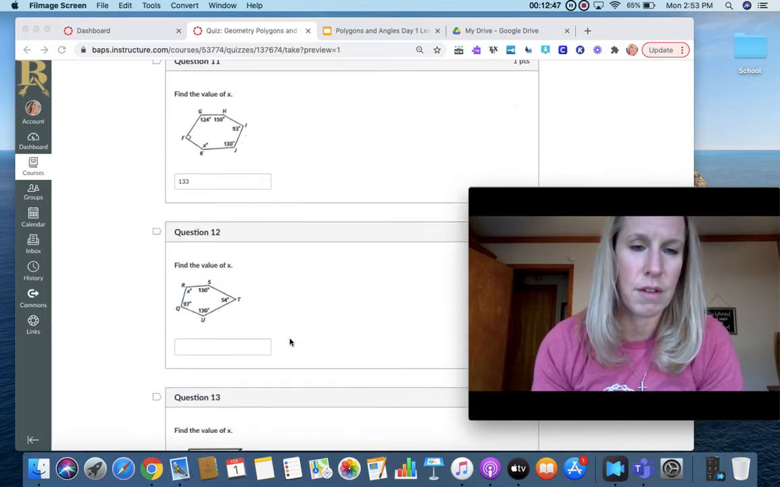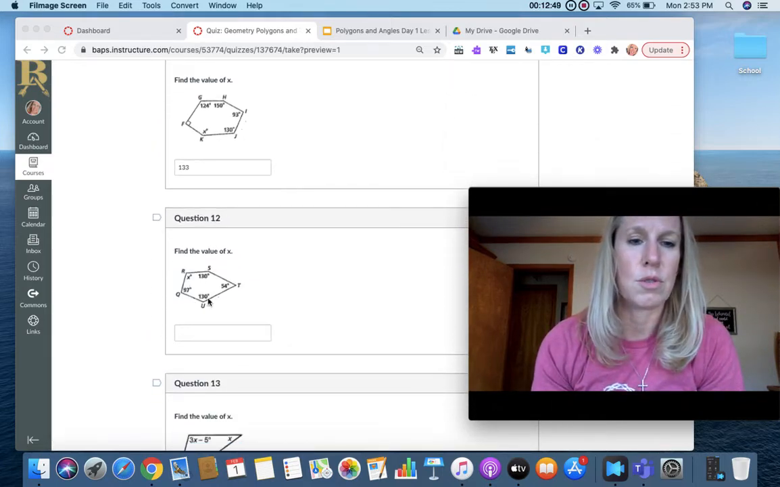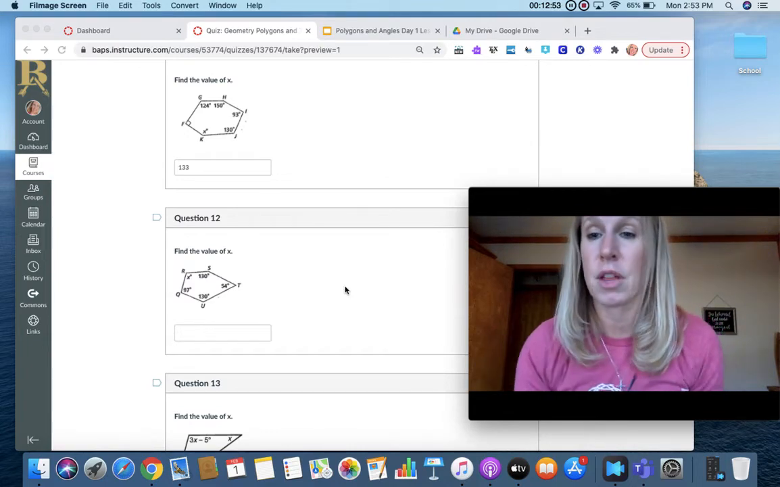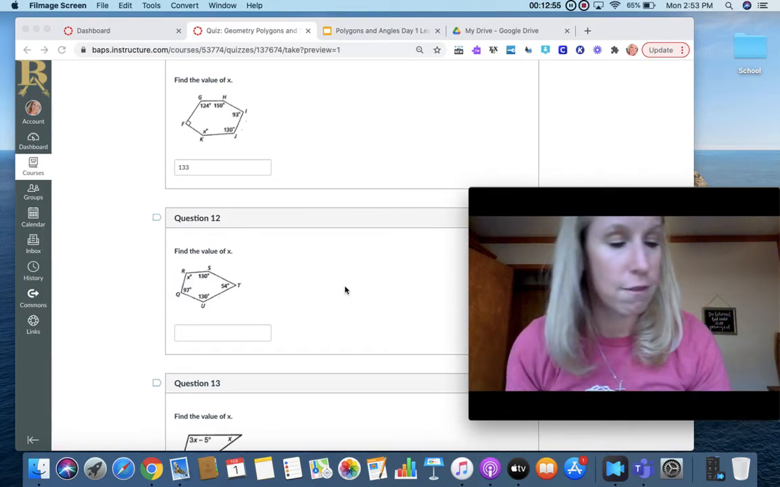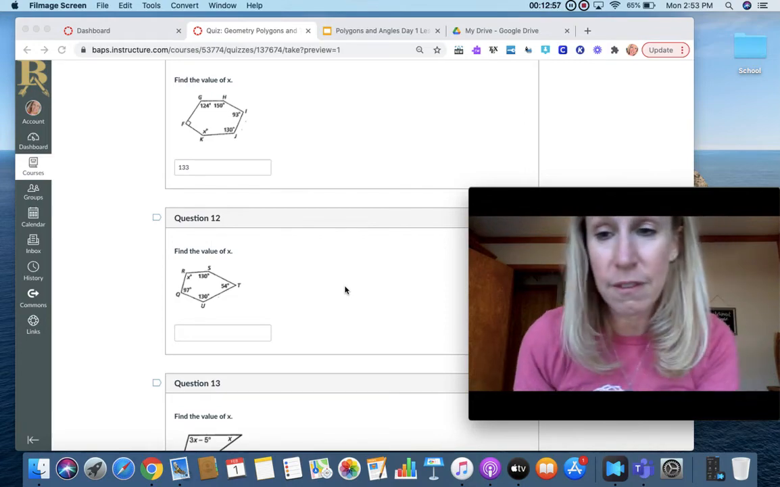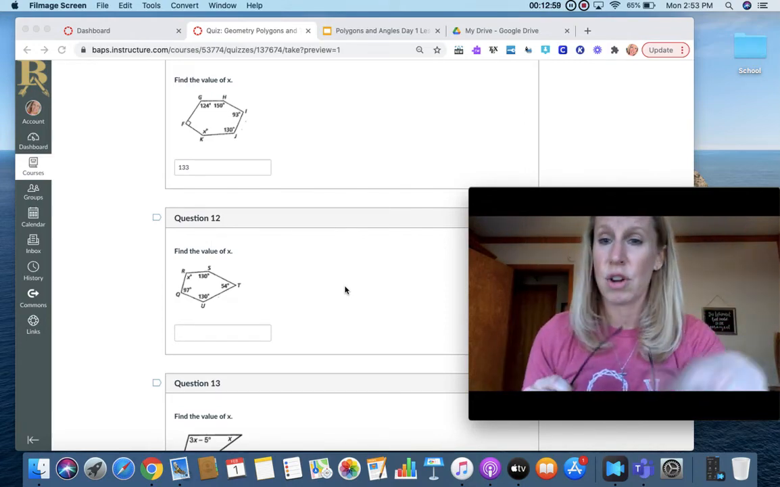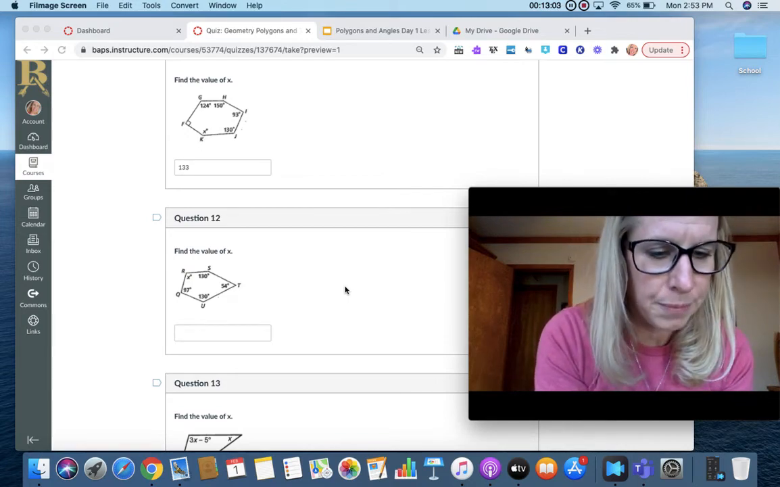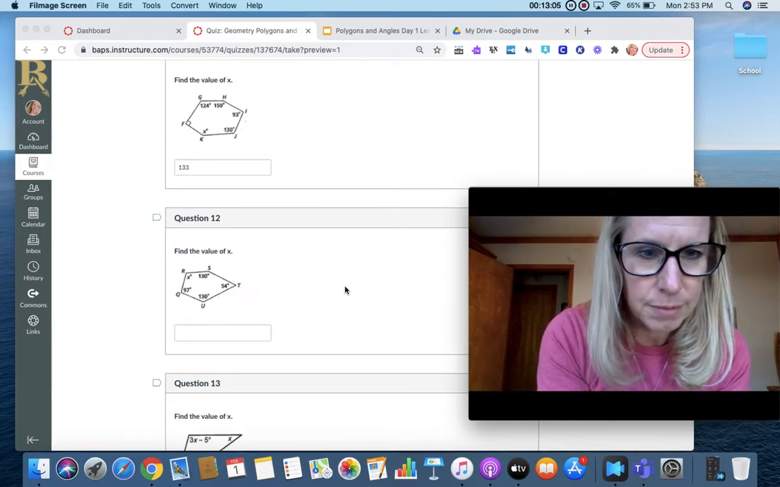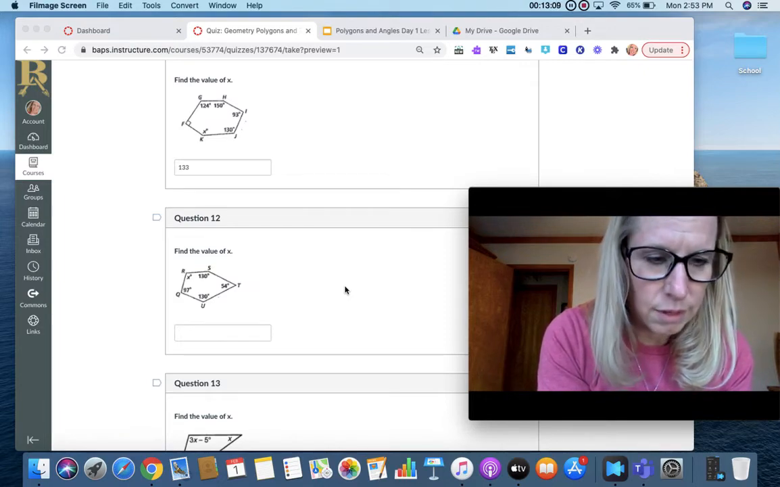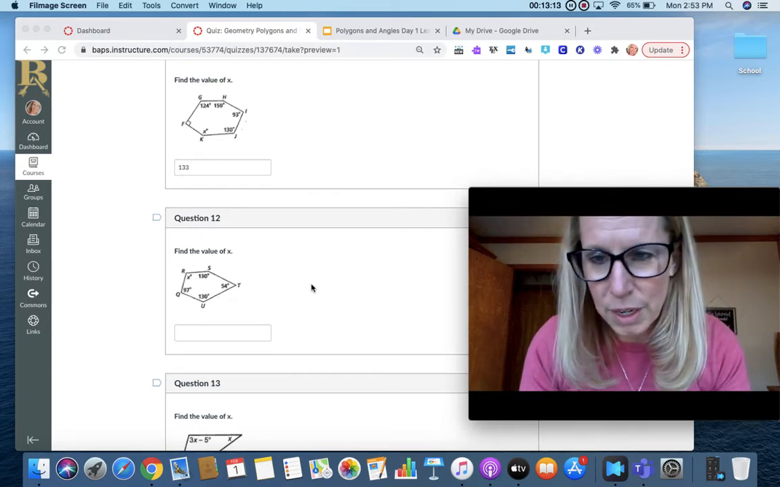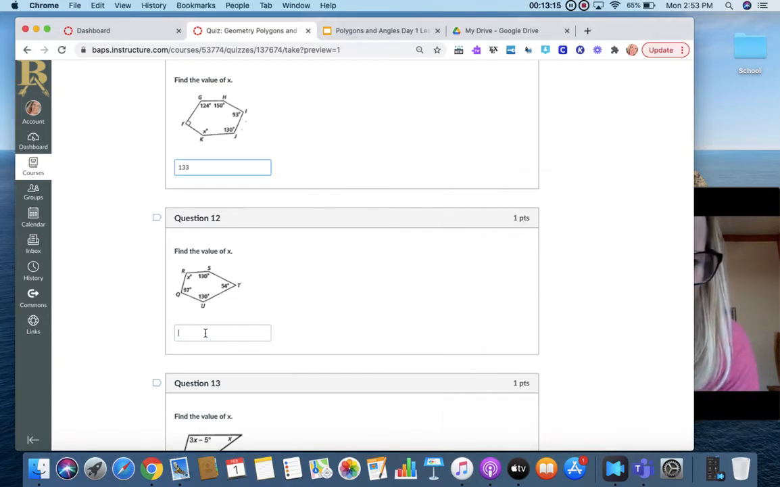Let's look at number 12. So this has 1, 2, 3, 4, 5 sides. 5 minus 2 is 3. 3 times 180 is 540. So start with 540 in your calculator and then subtract all the other angles. So 540 minus 97, minus 130, minus 54, minus another 130, and I got 129. So that's what goes in this box right here.